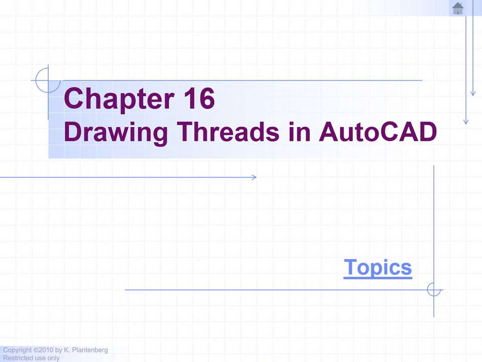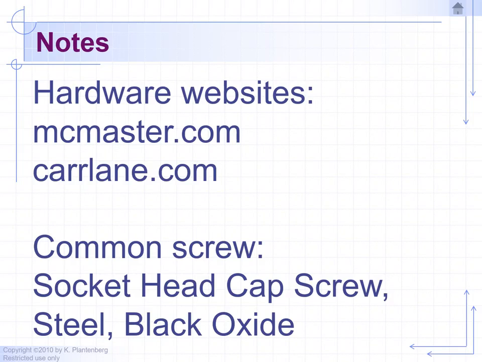Chapter 16, Threads in AutoCAD. Some of the common websites to order hardware, bolts, nuts, washers, and other types of hardware: you can go to McMaster.com or Carlane.com. You can also download drawings for bolts, nuts, etc., and they also provide 3D models of their hardware.